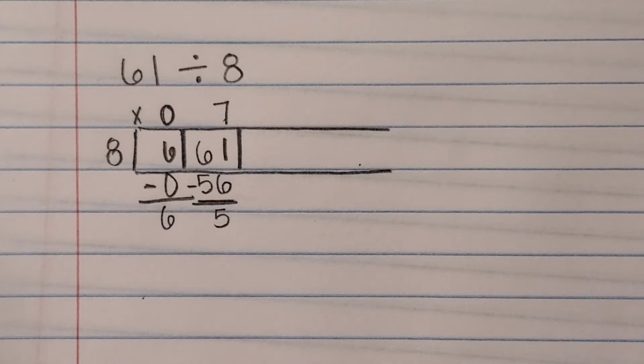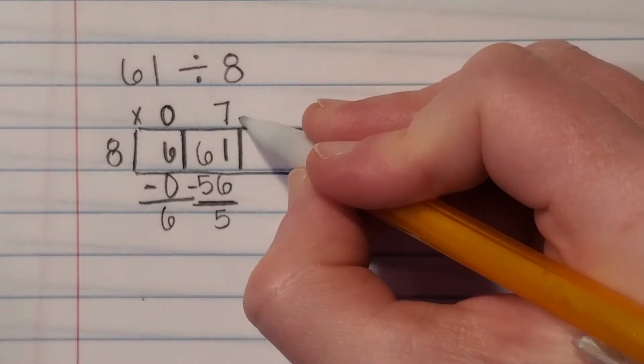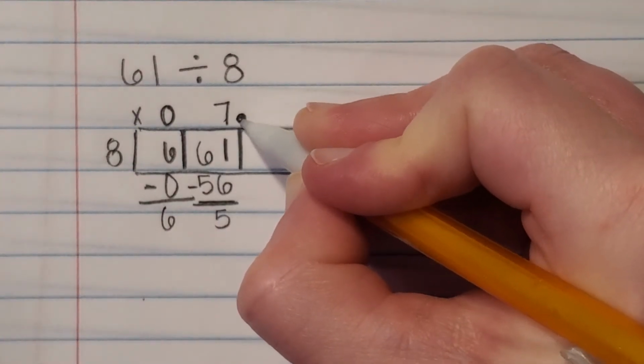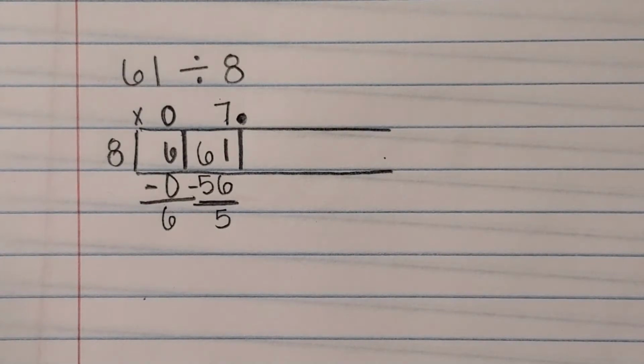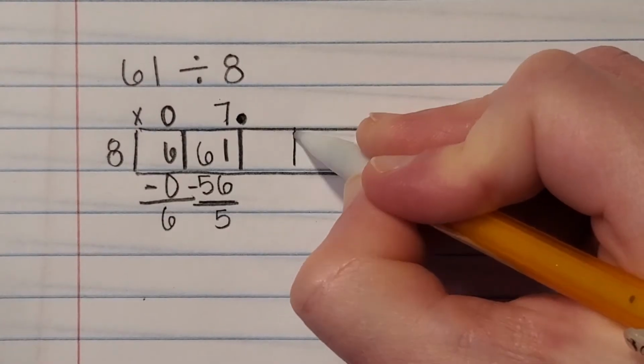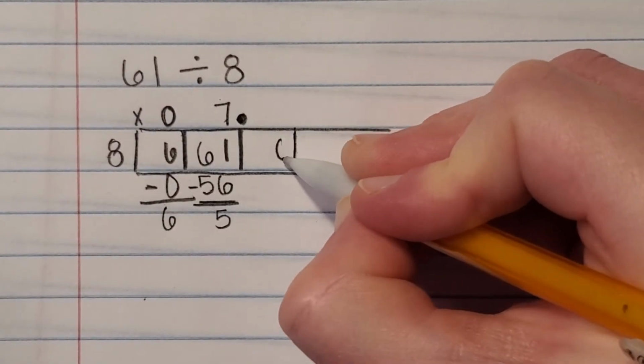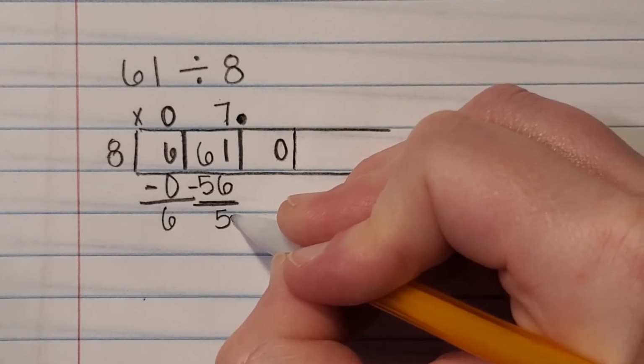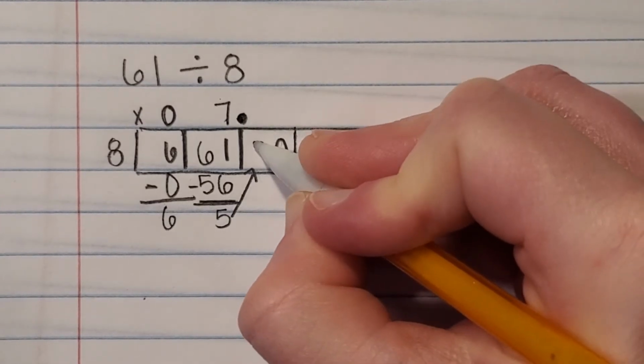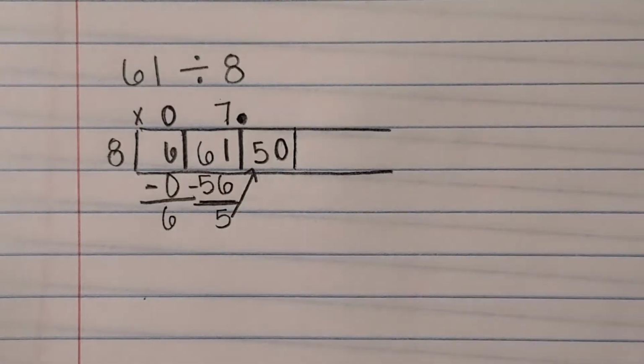Now, I can't use or write my answer as a remainder today. Instead, I'm going to have to write it as a decimal. I'm going to add my decimal to the top, right above my line. Add another box, and the first number I have to put in it is a 0. Then I bring my 5 up from the last problem to make 50.